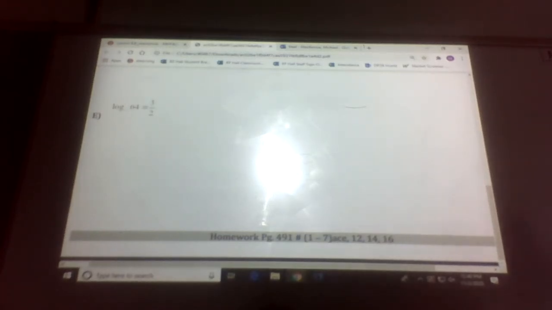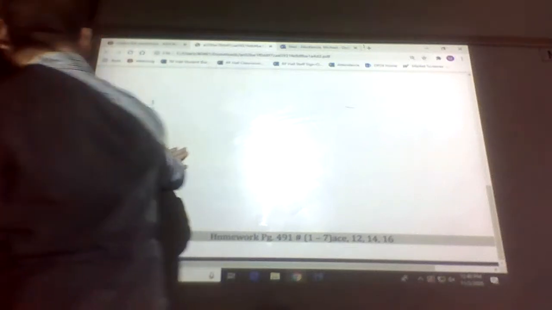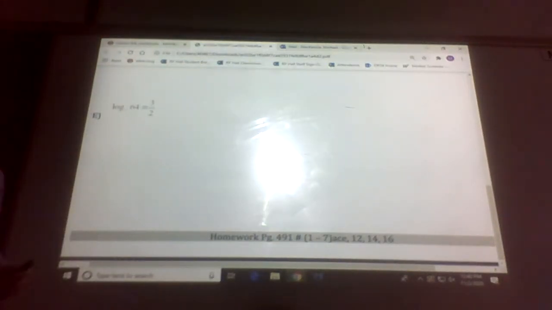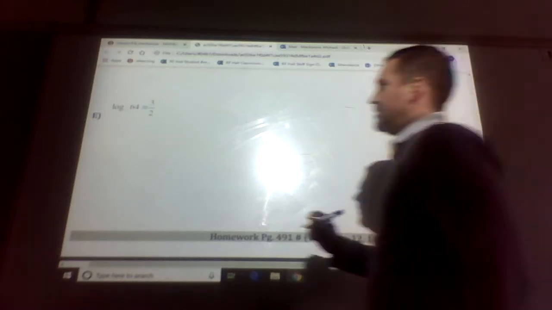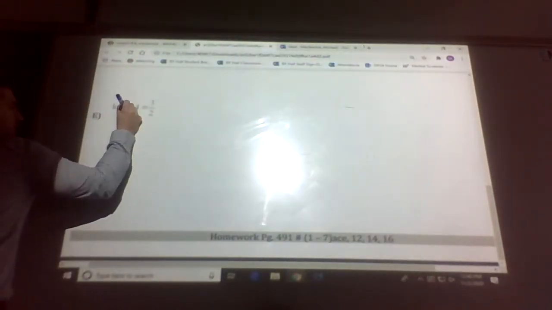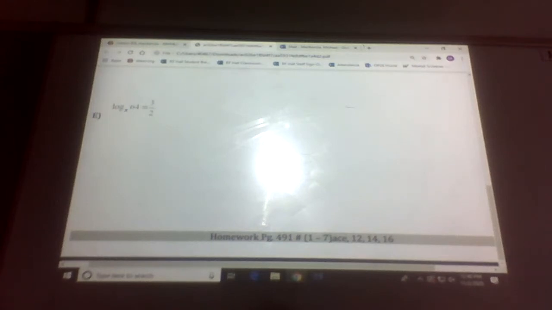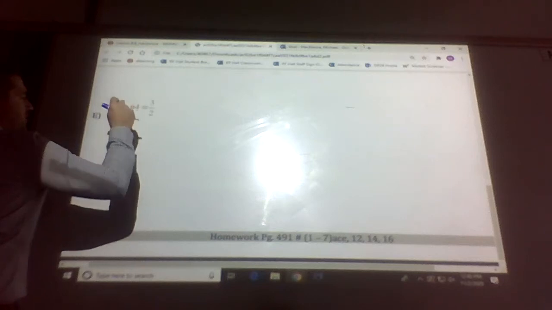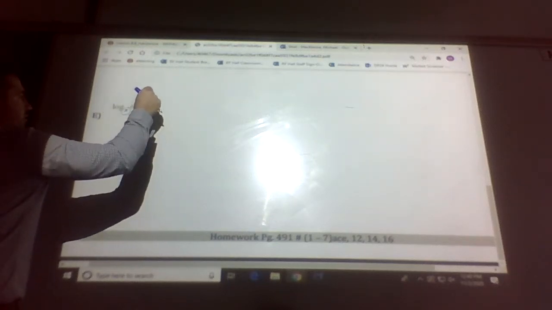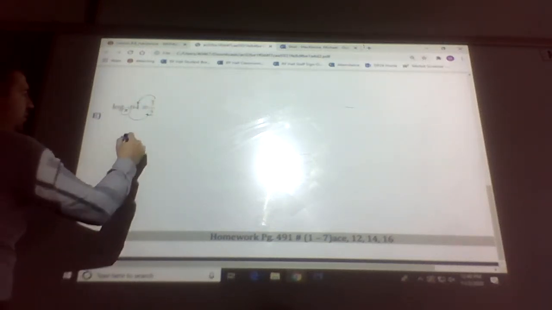Okay, and lastly, here I can't even make out that number. I think that's a 4. Actually, it's an x. That is an x there. So log base x of 64 equals 3 over 2. So let's convert this. Let's get the x out of this base. So x to the power of 3 over 2 equals 64.